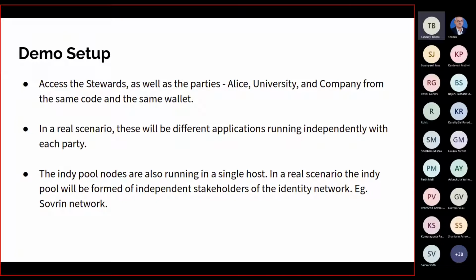So we will be using these parties, Alice, University and Company, and also we will be using stewards. So how many stewards do we have? We saw that in the Indy pool we created 4 nodes. So those 4 nodes are basically 4 stewards in our case. More stewards can join the network gradually, but we initiated our network with 4 stewards and we will be using one of them.